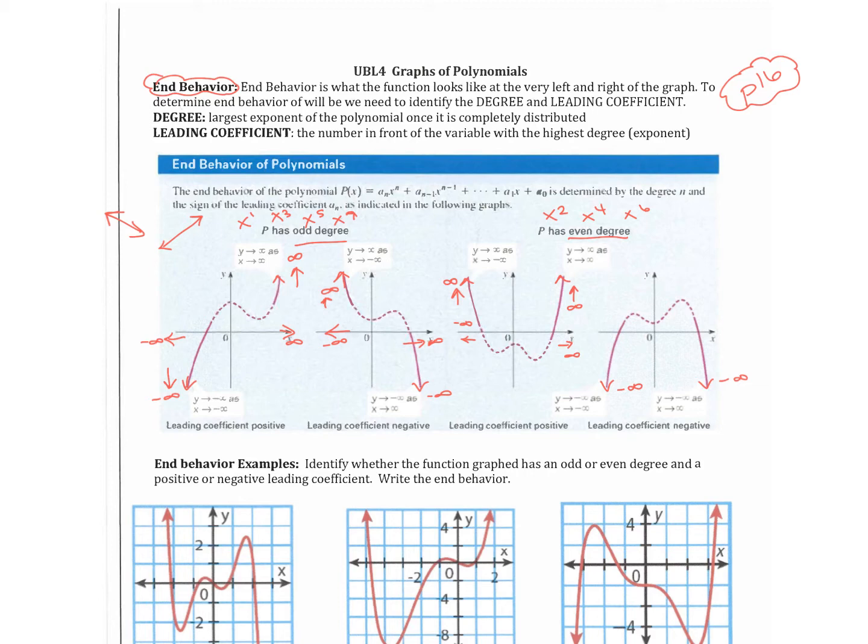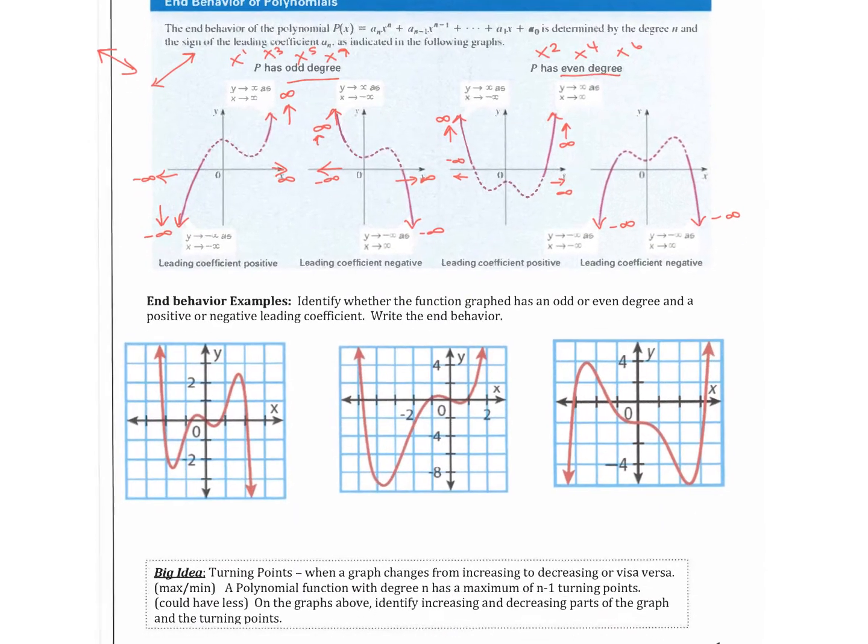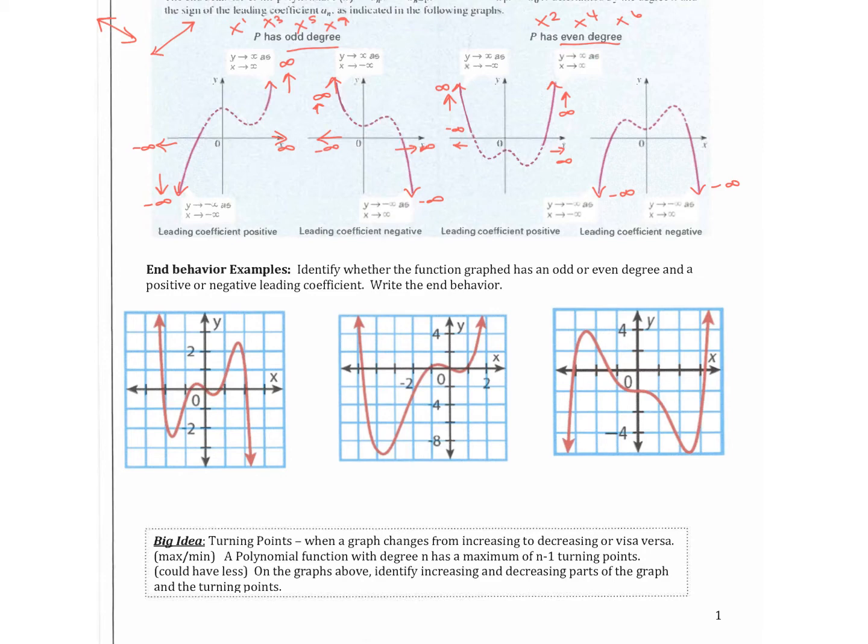So let's jump down here to the bottom and take a look at these graphs at the bottom of our page. Let's see if we can determine if it's an odd or even degree function. When I look at the first one, my end behaviors are going in a different direction. So I'm pretty sure this is going to be an odd degree function. When we look at the next one, both my end behaviors are going up. So this is going to be an even degree function. And then finally on the last one, my end behaviors are going different directions. This is going to be an odd degree.